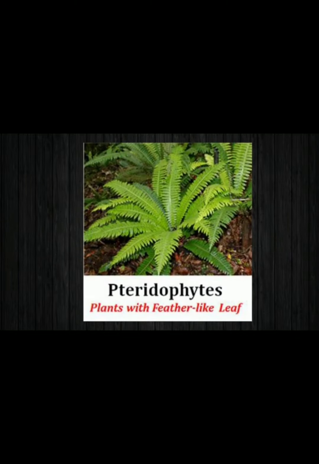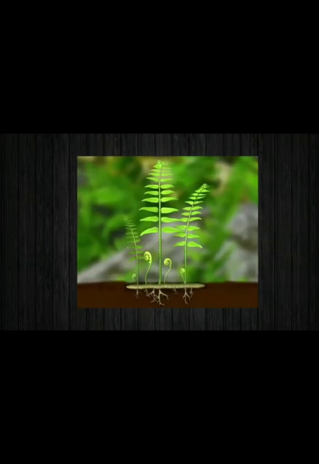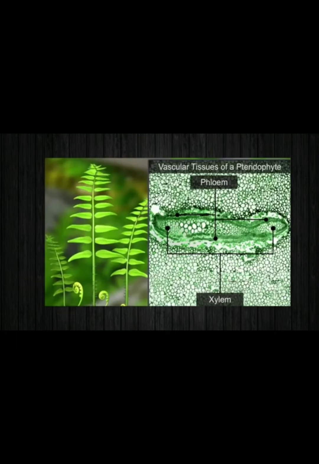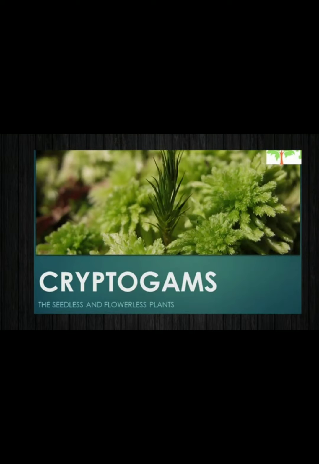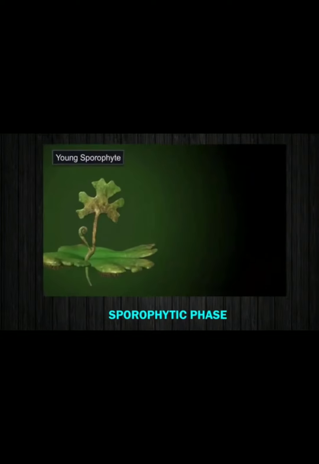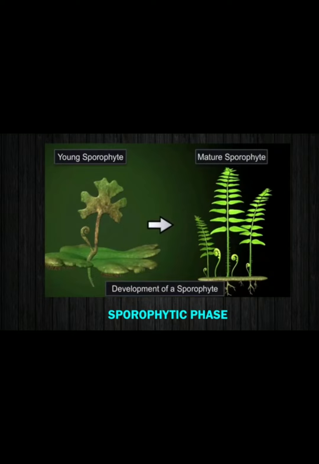Pteridophytes are grown on flowering land plants. It is so because they have developed root systems which make them capable of absorbing nutrients from soil. They have leaves which help them prepare their own food. And they have a vascular system which helps them transport nutrients and food. Pteridophytes are seedless plants and thus are also called cryptogams. Similar to bryophytes, pteridophytes also have alternation of generation. But here, the sporophytic phase is dominant, meaning most parts of pteridophytes live in the sporophytic phase.